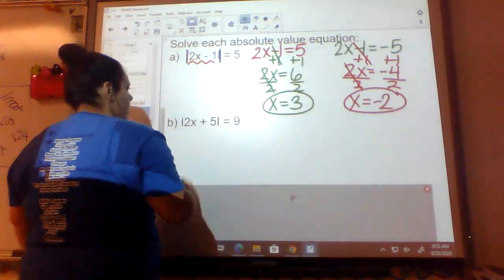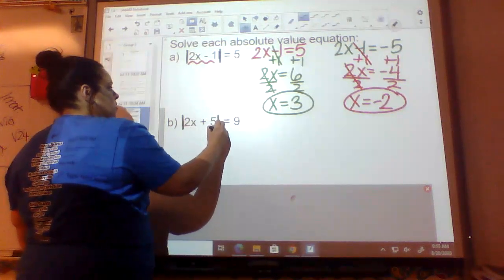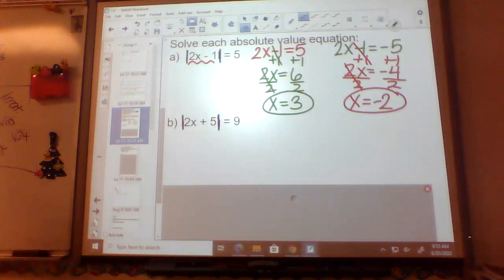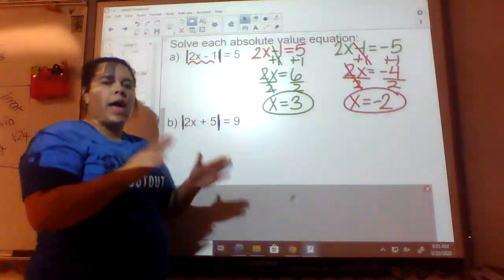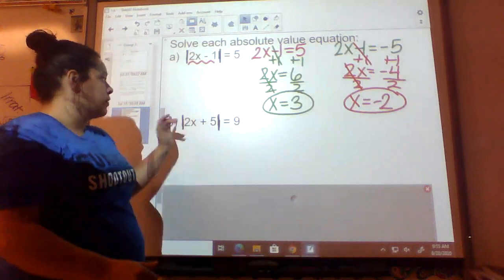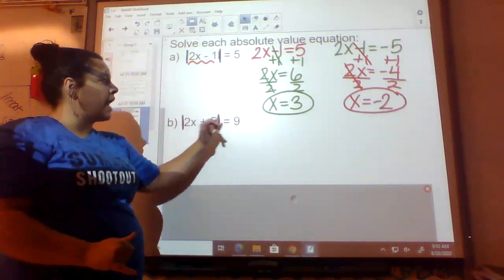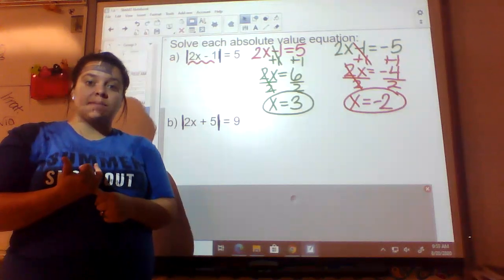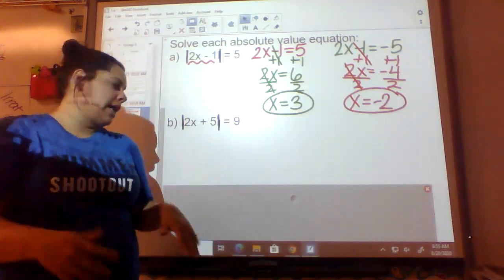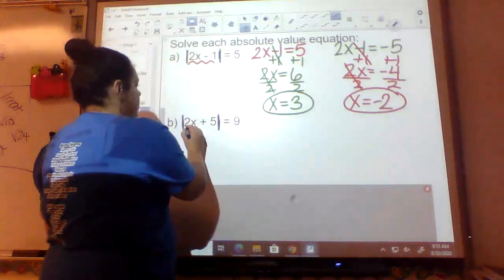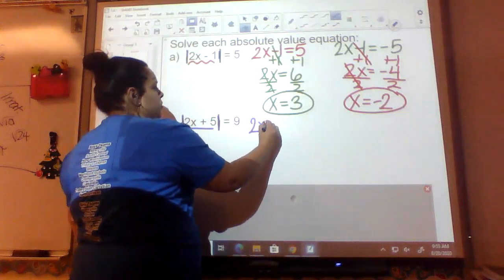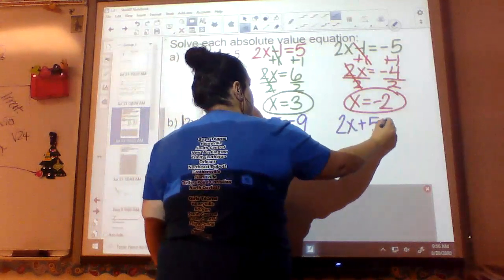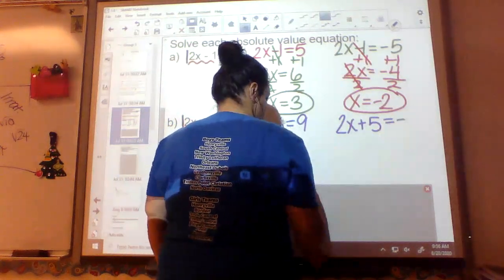All right, you all try this one. Go ahead and pause me and then go for it. All right, so you all should have looked at it and thought, okay, the absolute value is already by itself. There's nothing going on outside that absolute value, so it's isolated. Now I can take whatever is inside of that absolute value and set it equal to the positive and negative number. So I can take this 2x plus 5 and put it equal to positive 9, and put it equal to negative 9.